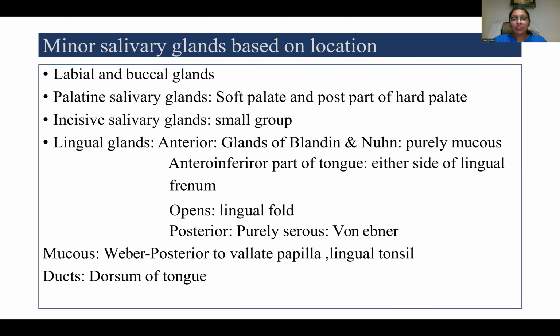Coming to the classification of the minor salivary glands, based on their location, they are classified into labial and buccal glands, palatine salivary glands, that is present in the soft palate and posterior part of the hard palate, incisive salivary glands, and lingual salivary glands, that is anteriorly the glands of Blandin and Nuhn, which are purely mucous. The anterior inferior part of the tongue also has these lingual glands. And posteriorly, we have the only serous minor salivary gland, that is the von Ebner's gland.